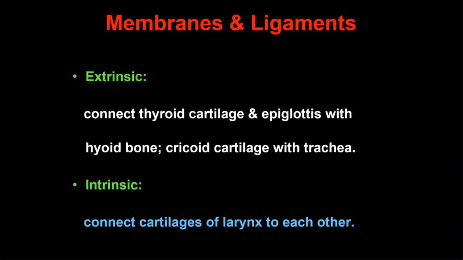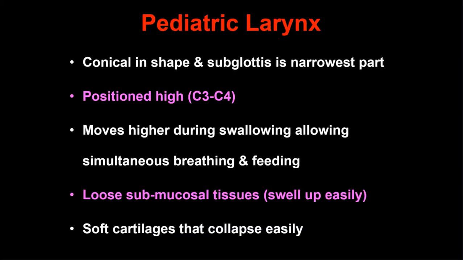Then coming to the membranes and ligaments, extrinsic membranes and intrinsic membranes. About the thyroid cartilage, cricoid cartilage, and epiglottis, we have completed. The thyroid cartilage has two ala or laminae on either side. They meet in the midline.